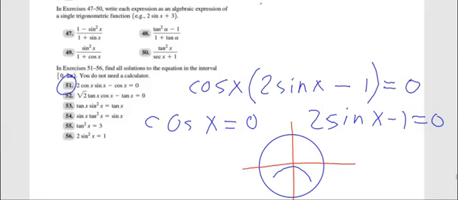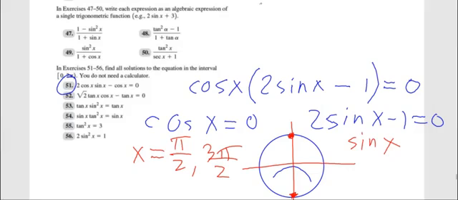Oh, that's horrible looking. So, from the one on the right, where do we have cosine being 0? At the top and at the bottom. What are those two values? Yes, definitely radians. Pi over 2 and 3 pi over 2. So those are two of those solutions.